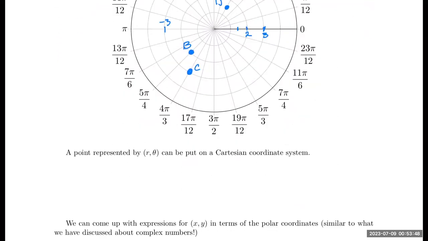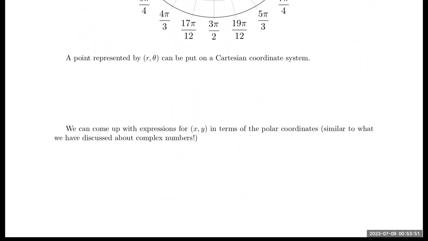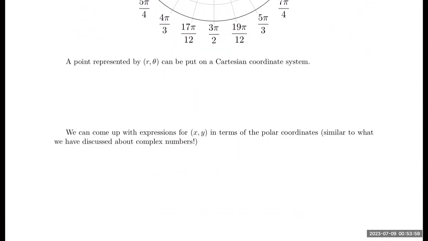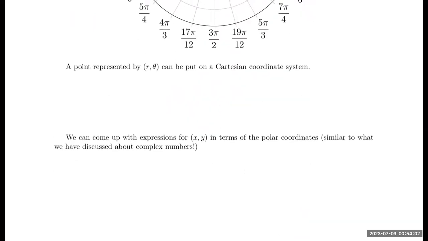All right. So a pair represented by r and theta can be put on a Cartesian coordinate system. This is what we talked about back in complex numbers, where if we have a point, say this is your x and y, this is your point here, and you draw a line that connects it, you form a triangle, where this is your x, and this is your y. Now, in order to find this distance, which we usually call r, we use the Pythagorean theorem.